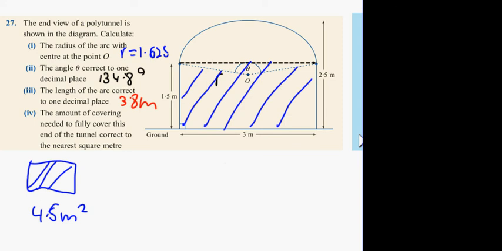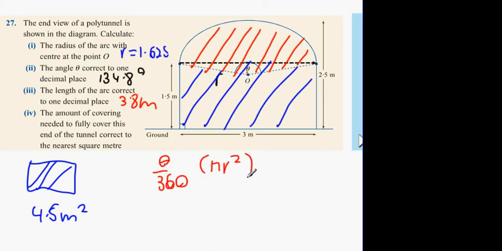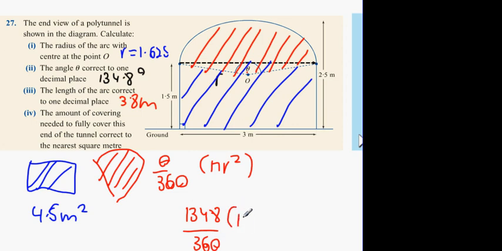Second one, I'm now going to find the area of the red sector. Red sector, did I already find that? No, I didn't. So theta over 360 multiplied by pi r squared. So that's the area of the red sector, so to speak, okay? So what we're going to get is 134.8 divided by 360 multiplied by pi multiplied by 1.625 squared. Will somebody tell me what you got for that?